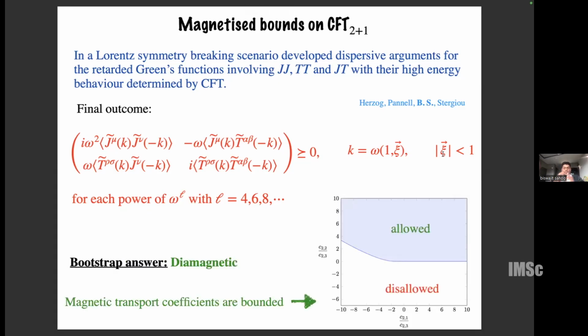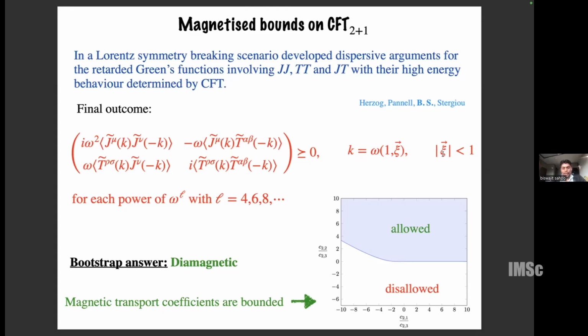And from there we derive bounds on the Wilson coefficients, which in turn gives the answer that at strong magnetic field, any 2+1 dimensional UV CFT with a global symmetry will always behave diamagnetically. That is, the magnetic susceptibility will be negative. We also put bounds on various ratios of Wilson coefficients, which in turn provides a bound on the magnetic transport coefficients in strong magnetic field, with some allowed and disallowed regions. We also explicitly computed for some explicit theories and put numbers in the allowed region as well.